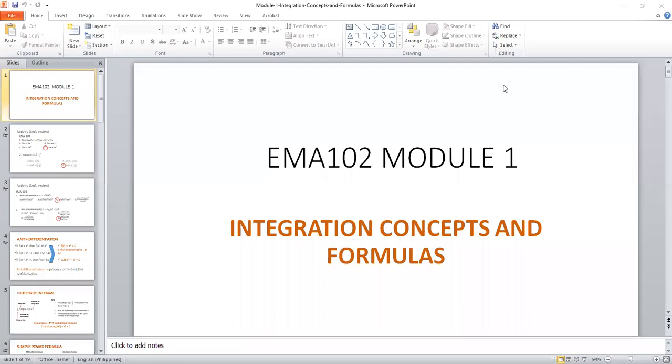So I will now share my screen and we will be talking about the intro to integral calculus. Can you see my screen, class? We're on module 1, integration concepts and formulas. Can you see my screen?